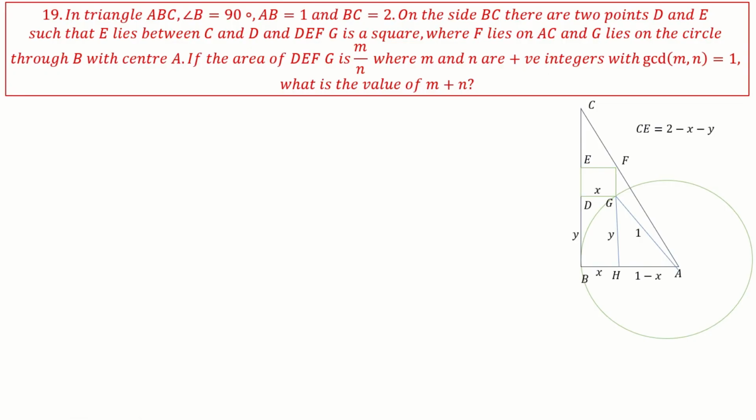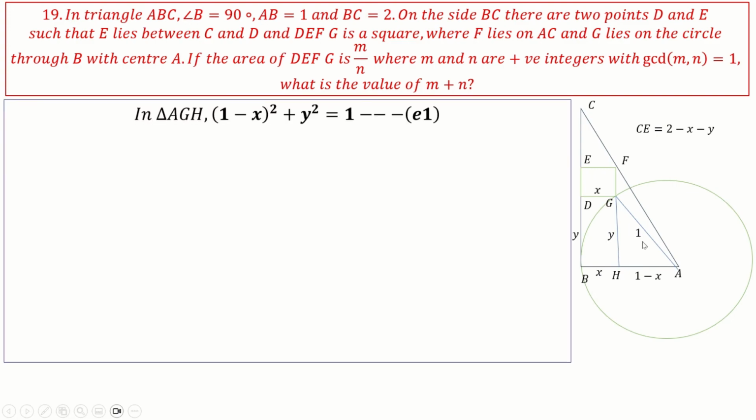I need to derive two equations in x and y, then I can solve them. One equation I can see here: this is a right angle triangle and I have all three sides. AG is 1, GH is y, and this is 1 minus x. Apply Pythagoras theorem, and I get one equation already. In AGH, 1 minus x whole square plus y square equal to 1. This is by Pythagoras theorem.